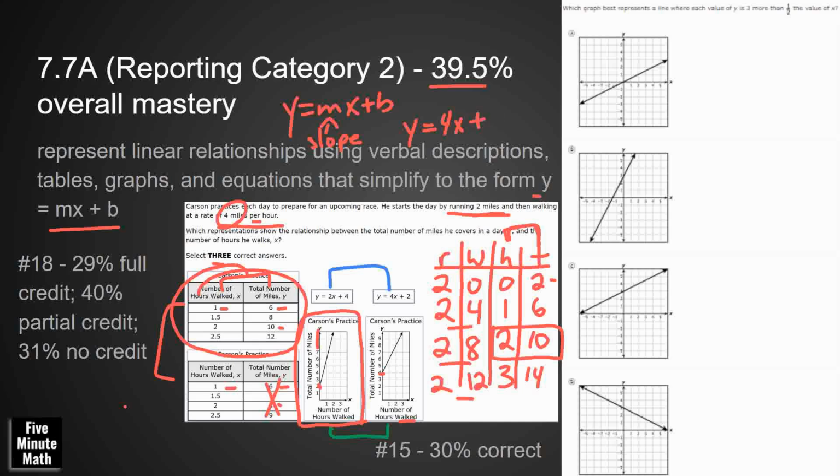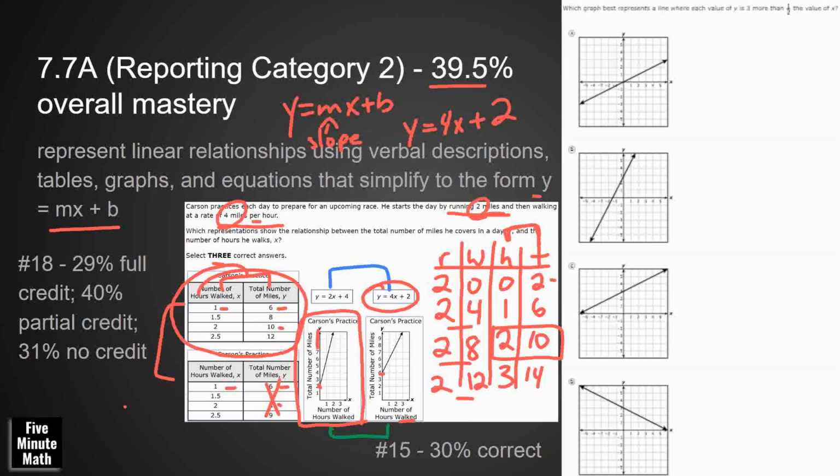What happens when x is 0? So before he started walking, what has he done? Well, he ran 2 miles, so we can get that 2 up there. Even though one is walking, one is running, the y is actually measuring the total number of miles, either walking or running. So now that is going to help us. And so it's the rightmost graph, right? That's going to get us our correct answer.